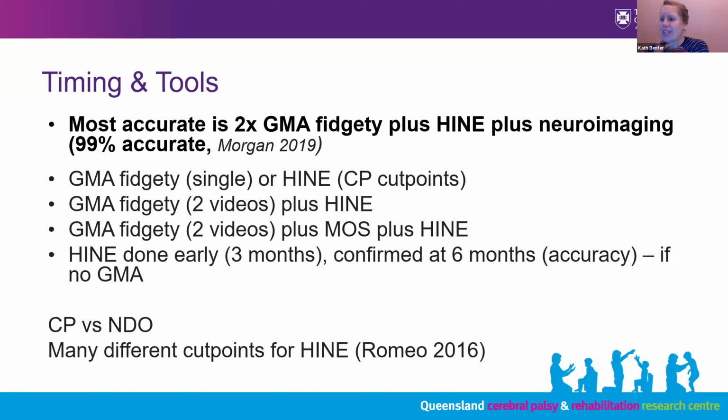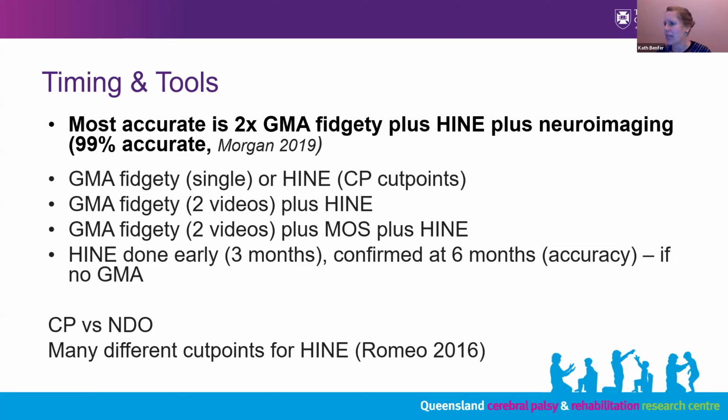The timing and combination of tools for predicting CP is, again, one of those balancing acts that we all need to perform between the accuracy of the tools when you can use them in combination, but also the feasibility. To have to follow up families at multiple different time points can be quite tricky in your contexts. So we know that if you use the general movements plus HINE plus neuroimaging, you can get up to 99% accuracy, which is brilliant.